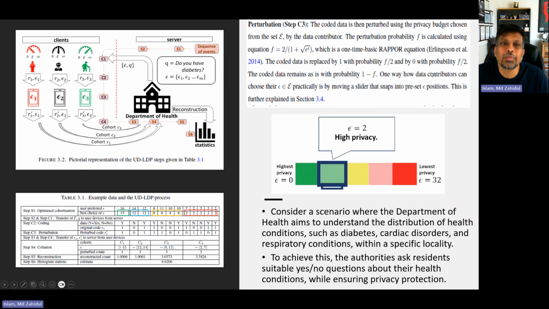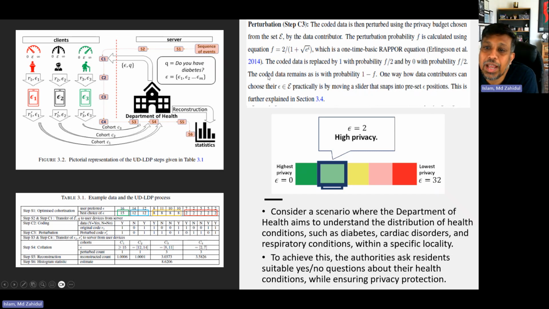Imagine if you have 100 participants, ideally or most probably, you will get 50 ones and 50 zeros. And that has nothing to do with the original responses. So this is pretty useless data, right? But it theoretically gives the maximum privacy. Of course it does. That's why epsilon 0 means highest privacy. And that's why in this example, we did not give 0 as an option, because then it's of no use.